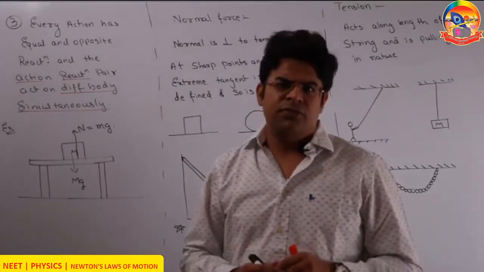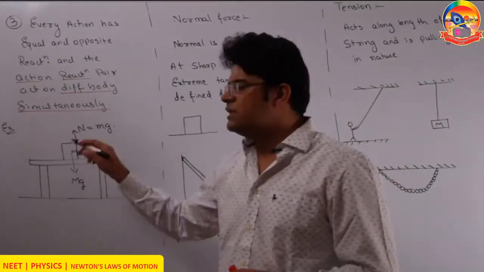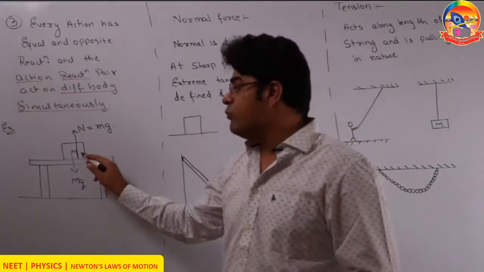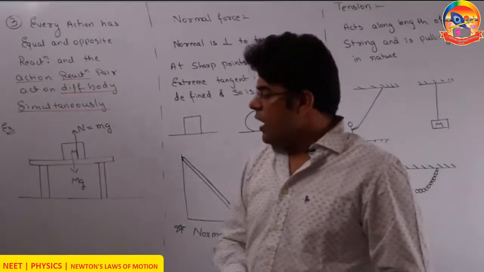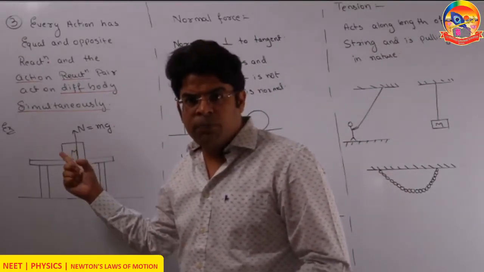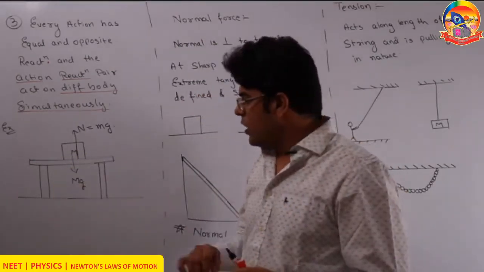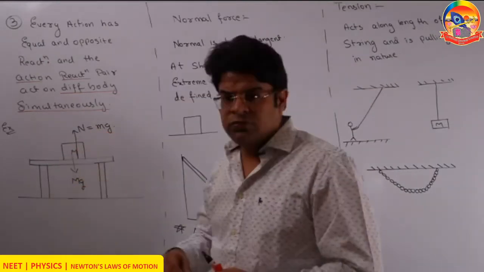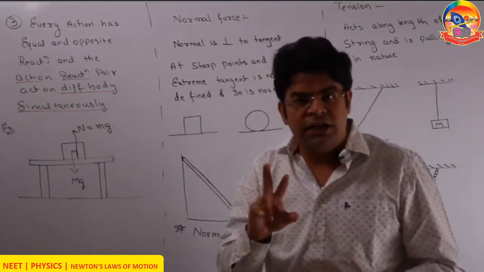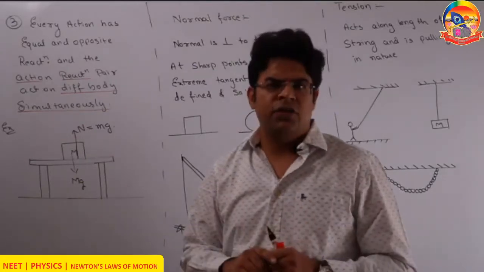The answer is, my question is absurd. Why? Because these two forces are not at all an action-reaction pair. The first hint, they act on the same body. Second thing, the Earth pulls the block down with a force mg. The block pulls the Earth up with the same force. That is one action-reaction pair. The block pushes the table down with a force mg and the table pushes the block up. That is another action-reaction pair. This mg and this normal are not at all an action-reaction pair.